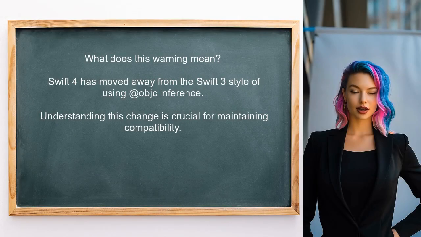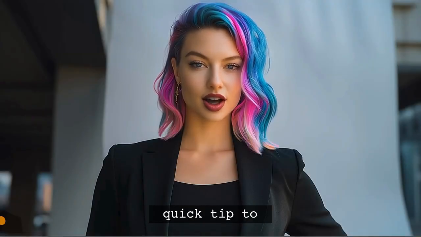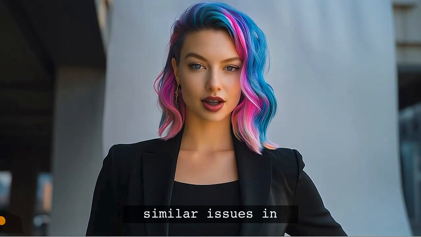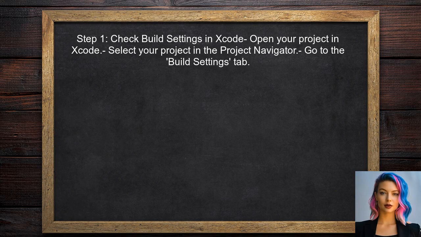So, what does this warning actually mean? Essentially, Swift 4 has moved away from the Swift 3 style of using @objc inference, which can lead to potential issues in your code. Understanding this change is crucial for maintaining compatibility and ensuring your code runs smoothly. And stick around. At the end of this video, I'll share a quick tip that will help you avoid similar issues in the future.